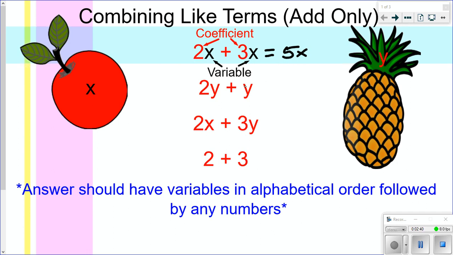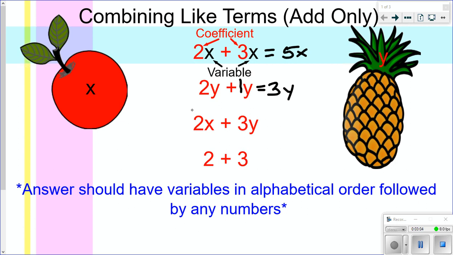So here's an example with pineapples. I have 2 pineapples plus another pineapple. Remember, the coefficient on this y is 1. We don't need to write it, because it's the same thing as saying I have a pineapple versus saying I have 1 pineapple. Kind of means the same thing. So 2y plus 1y can be simplified to 3y.